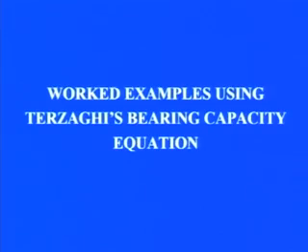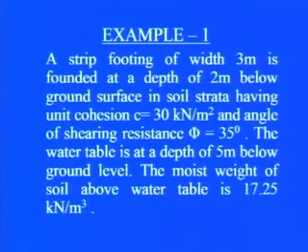We have discussed so far the Terzaghi bearing capacity equation, and now we will become more conversant with its use by solving a few worked examples. Let us say the first example is a strip footing of width 3 meters founded at a depth of 2 meters below the ground surface in soil strata having unit cohesion of 30 kN per square meter and angle of shearing resistance phi equal to 35 degrees. The water table is at a depth of 5 meters below the ground level.